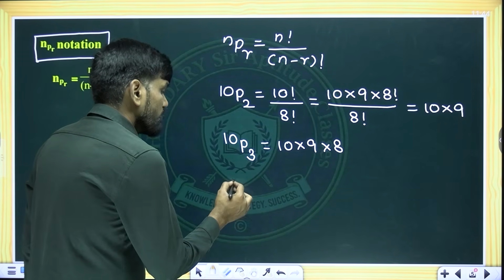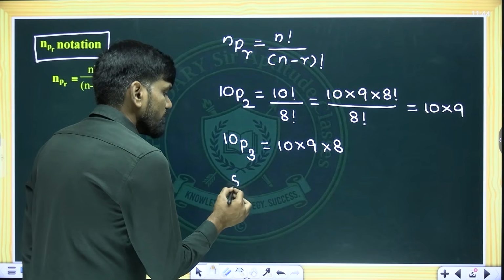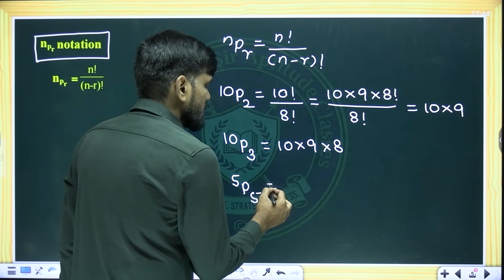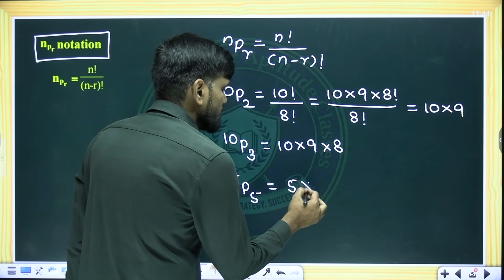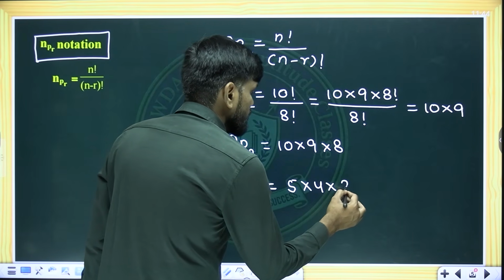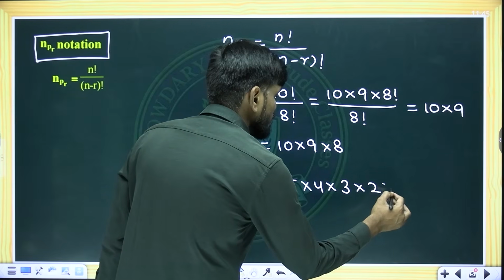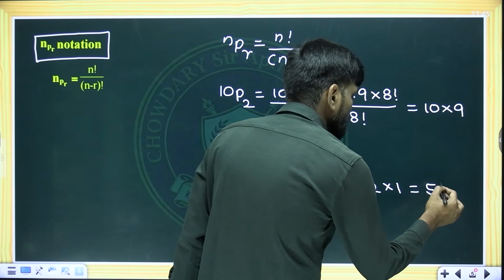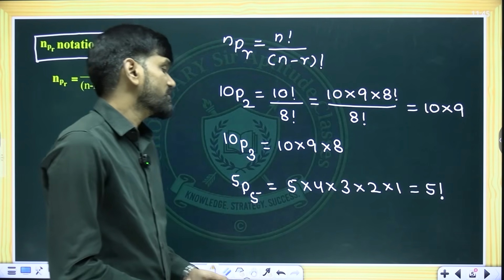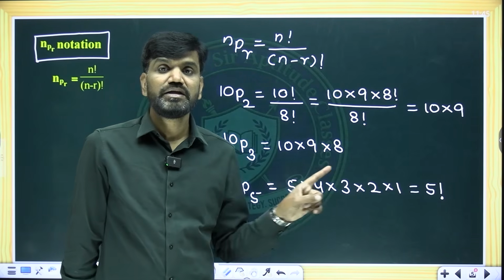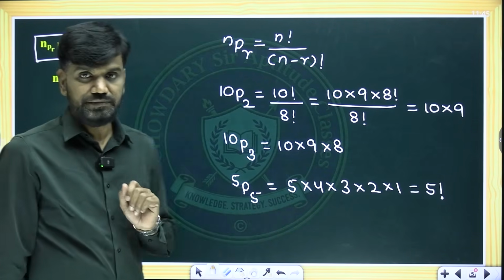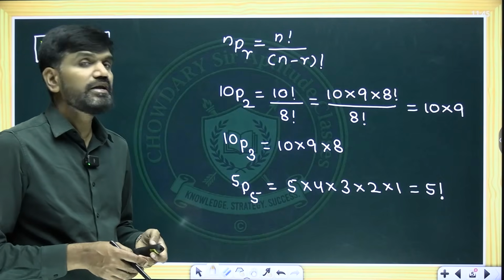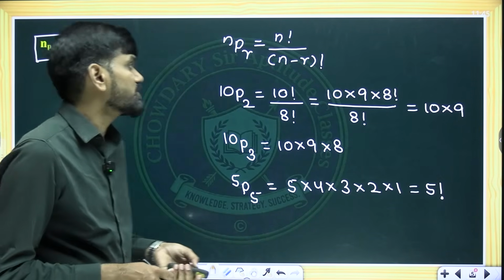Similarly, if you have something like 5P5, it is nothing but start with 5, write 5 numbers. So 5 into 4 into 3 into 2 into 1. That gives you the result 5 factorial, starting with n going up to 1. That represents n factorial. So from this I can say NPN is always equal to n factorial.